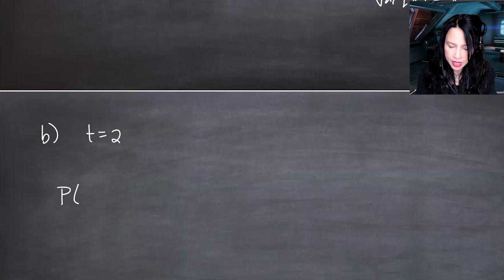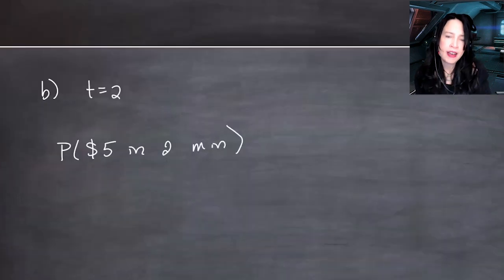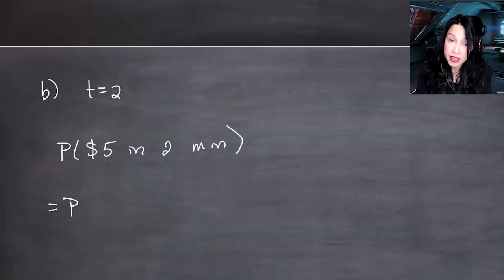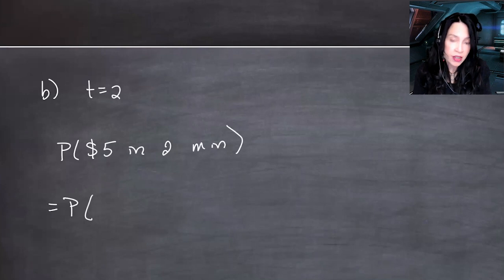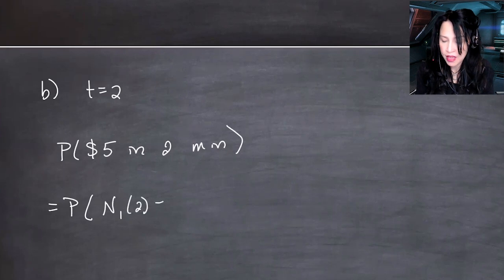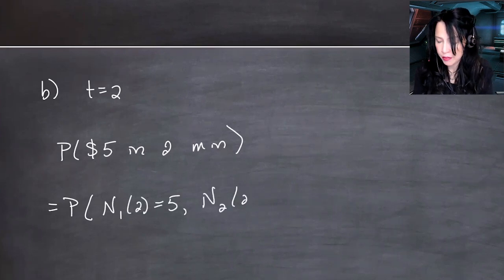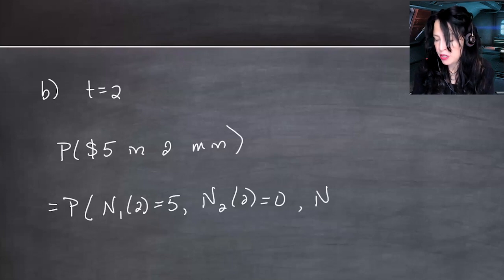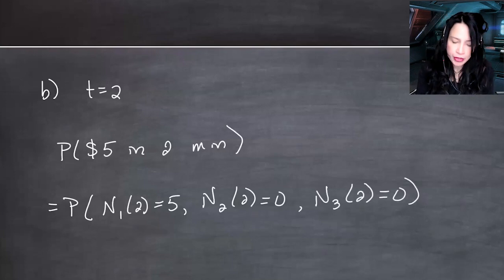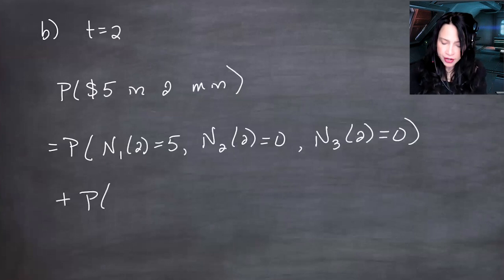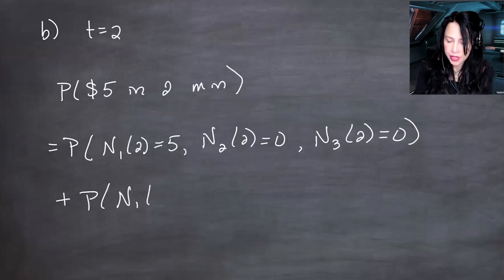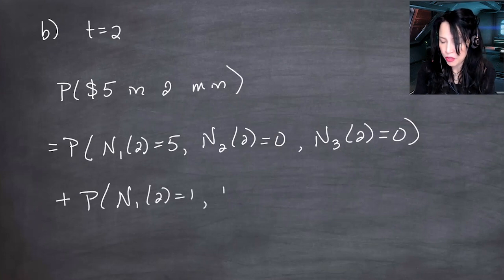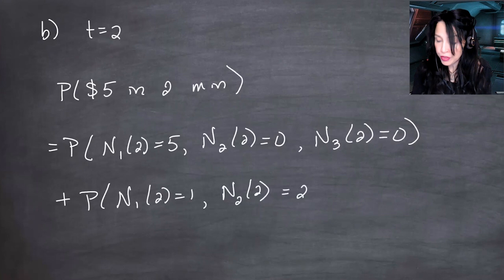So the probability of $5 in 2 minutes, we could have 5 type 1 cars and then none of the others. So the number of type 1 arrivals in 2 minutes could be 5, and the number of type 2 arrivals in 2 minutes could be 0, and the number of type 3 arrivals in 2 minutes could be 0. I'm just going to write one more term, but there's several things to consider here. We could have the number of type 1 vehicles in 2 minutes be 1, and the number of type 2 vehicles in 2 minutes be 2, and the number of type 3 vehicles be 0.